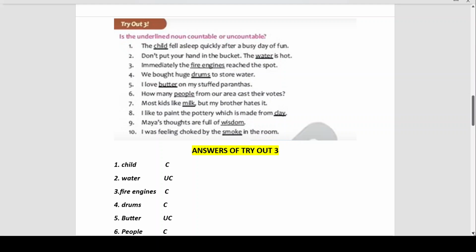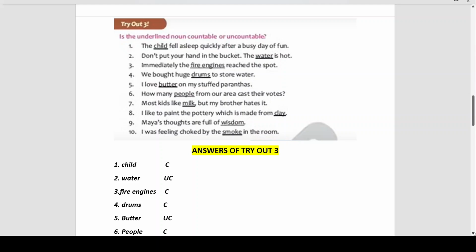Salt. Now, they are grains of salt. Can you measure, can you count each and every grain of salt? You cannot. So, you say a kg of salt. But a grain of salt cannot be measured. So, salt is an uncountable noun. Now, let us go over to this exercise.